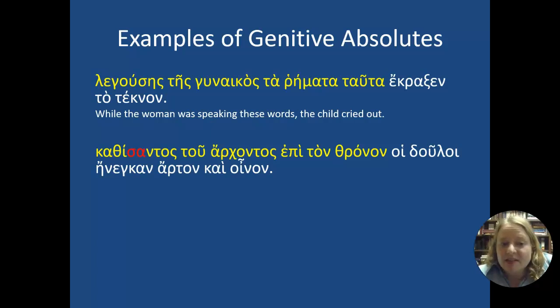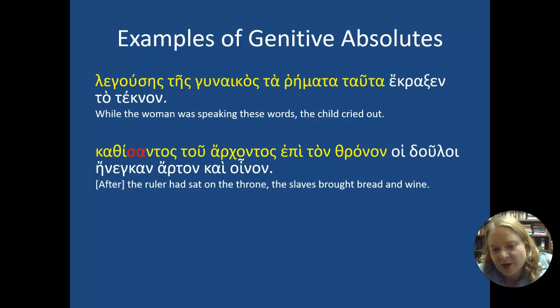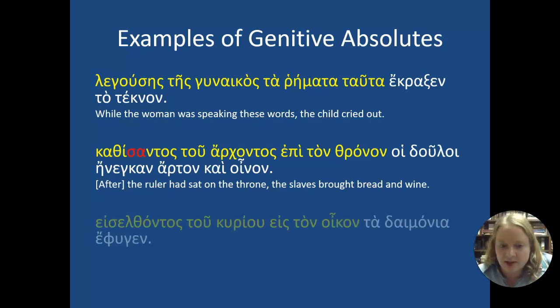Here's another one. Kathisantas, tu, arkantas, epiton, thronon, hoi douloi, enegka, arton, kai, oinon. Okay, the main part of the sentence is the servants brought, or the slaves brought the bread and wine. But this other part of the sentence is in the genitive. And because the whole thing is in the genitive, like, which one was it that was sitting down? It was the ruler who was sitting down on his throne. That whole thing is the genitive absolute. It's not necessarily related to the slaves. And so we put that in the genitive in Greek to know that they are actually two different parts of the sentence, and yet they go together this way.